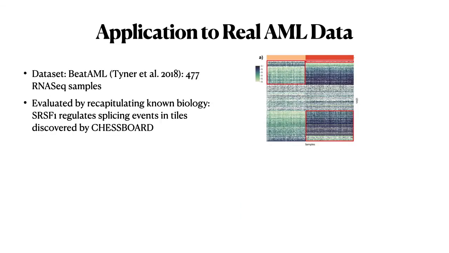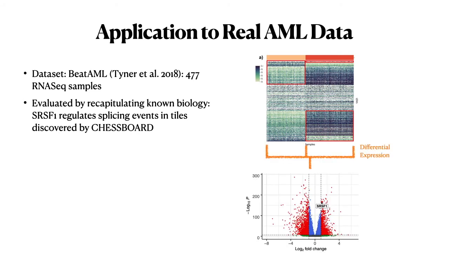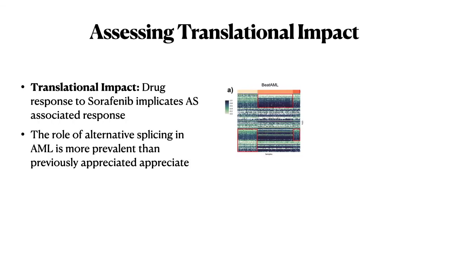We then apply Chessboard to Beat AML, a real AML dataset consisting of a cohort of 477 patients. We evaluate the performance by showing the tiles found by Chessboard recapitulate known biology, specifically showing that splice factor SRSF1 is differentially expressed between the two discovered tiles, and that there is an enrichment of SRSF1 related splicing events in these tiles. Finally, we assess the translational impact of tiles discovered by Chessboard.